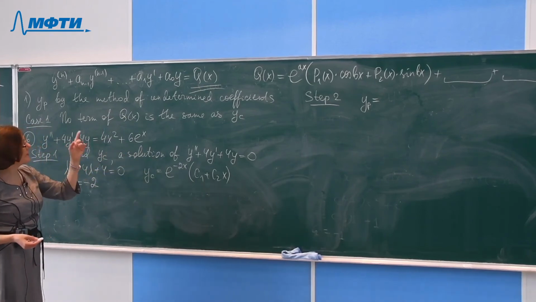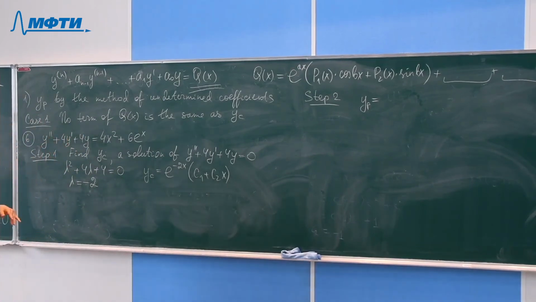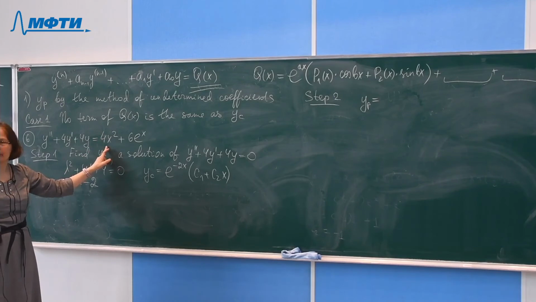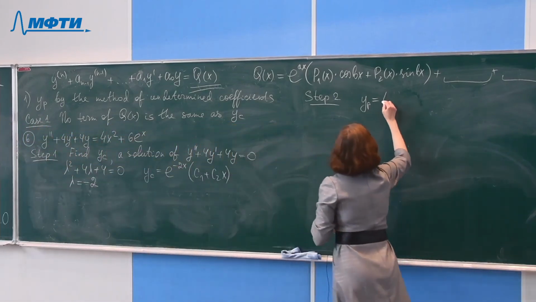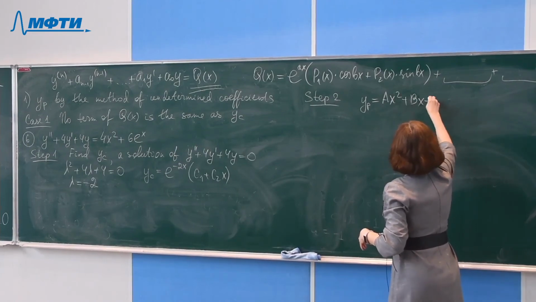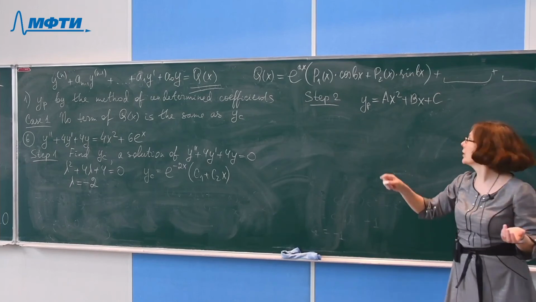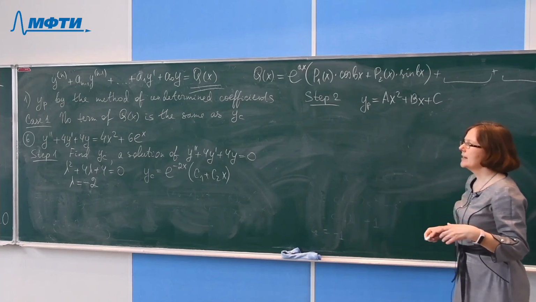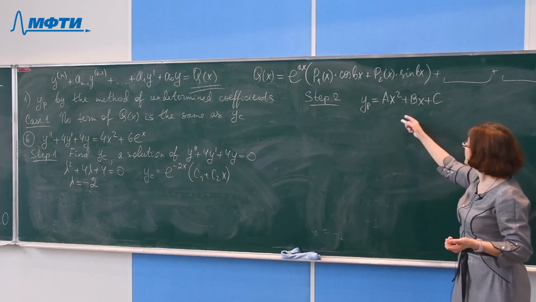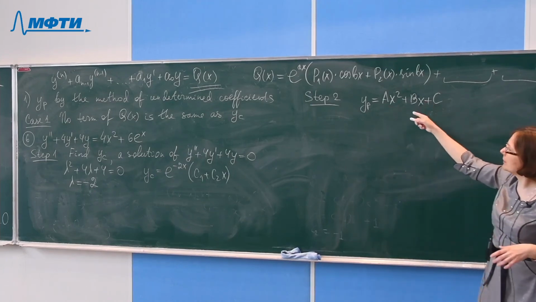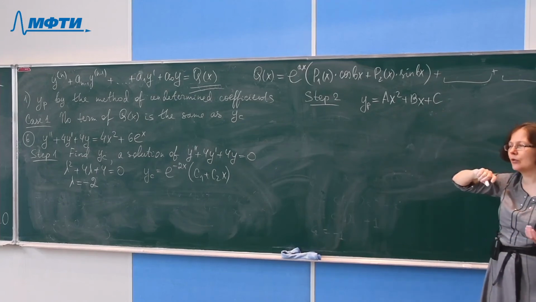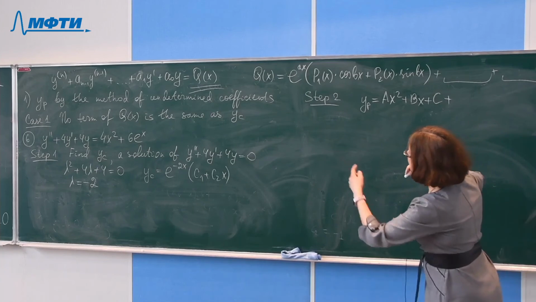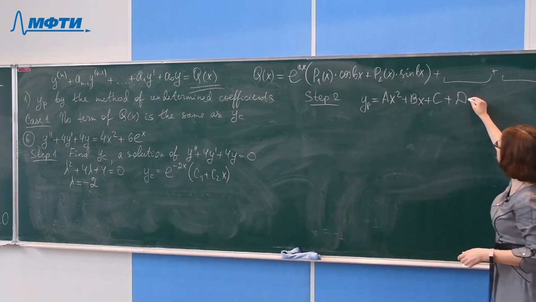And so this is case 1, and we will look for a particular solution in the form of a polynomial of the second order, with undetermined coefficients. So it will be ax squared plus bx plus c, a polynomial of the second order, plus all of its linearly independent derivatives. Plus next e to x, so some constant undetermined coefficient d times e to x.